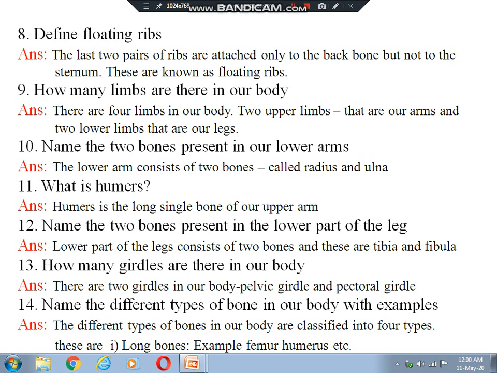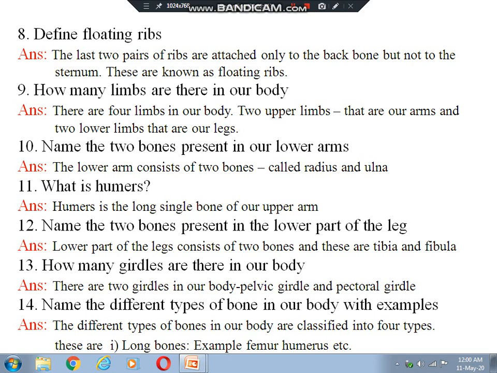And 13 number question. One question is missing. You just listen very carefully. The single long bone present in the upper portion of our leg is called femur. The upper portion of our leg consists of a single long bone, which is called femur, and femur is the longest bone in our body.